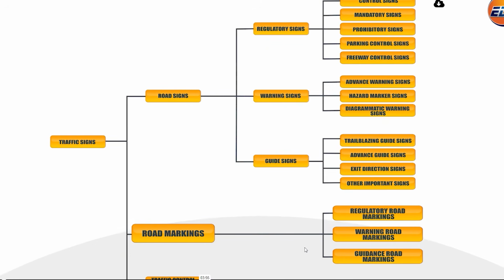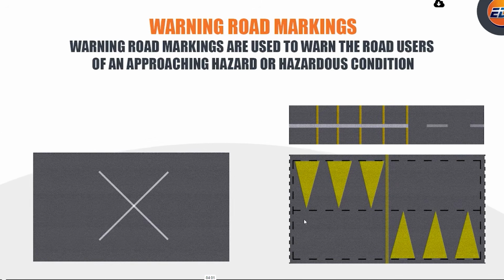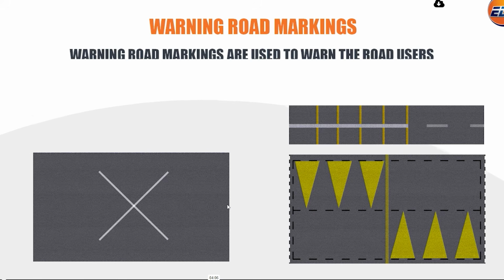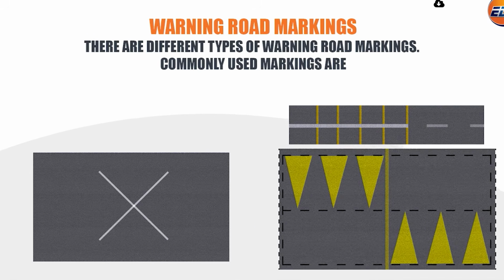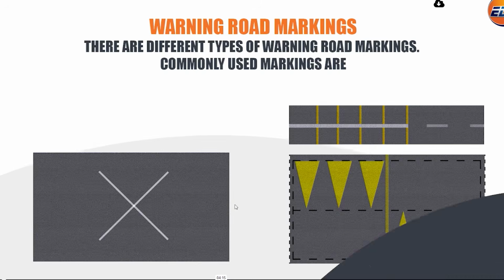Now let's learn about the second type of road markings, that is, warning road markings. Warning road markings are used to warn the road users of an approaching hazard or hazardous condition. There are different types of warning road markings. Commonly used markings are rumble strip, speed humps, tram level crossing.